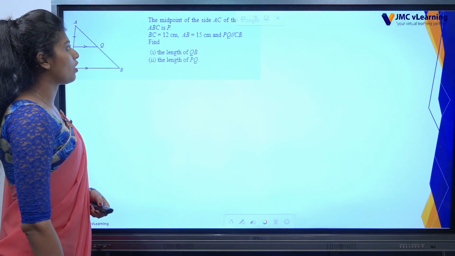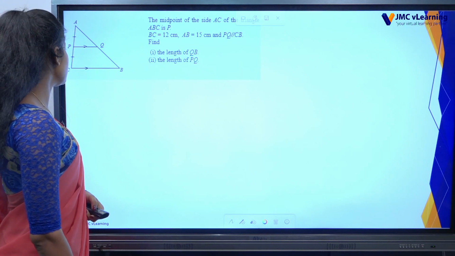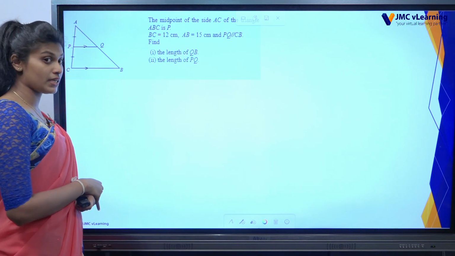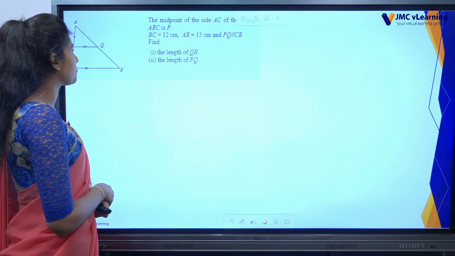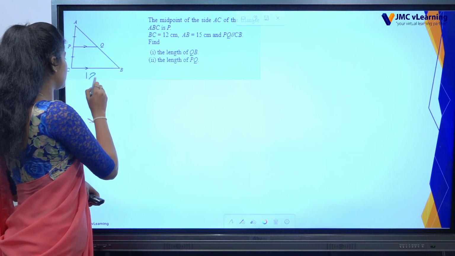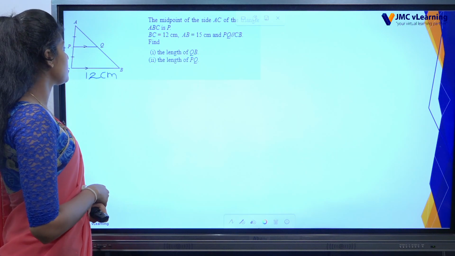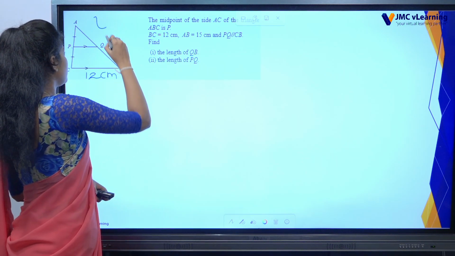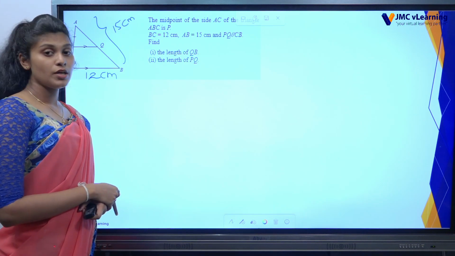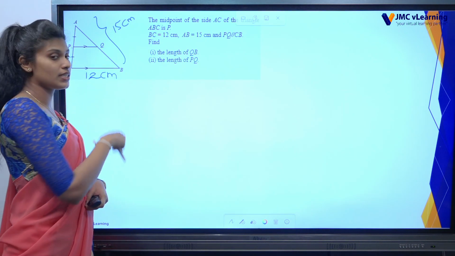The midpoint of the side AC of the triangle ABC is P. Then here P is the midpoint, that means AP is equal to PC. Then BC length is 12 centimeter. AB is 15 centimeter. Here this length is 15 centimeter. And PQ is parallel to CB.